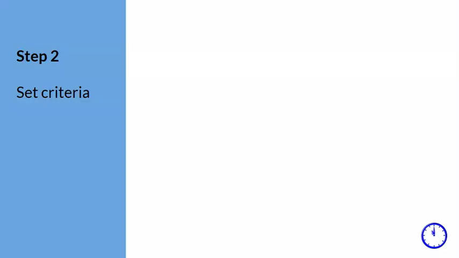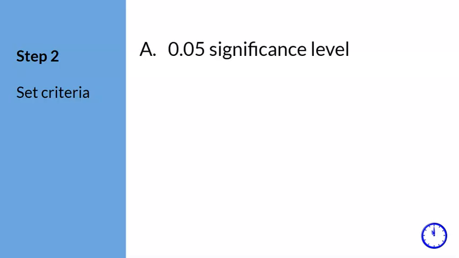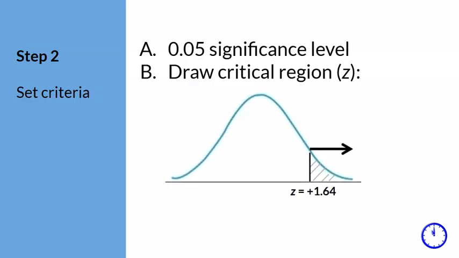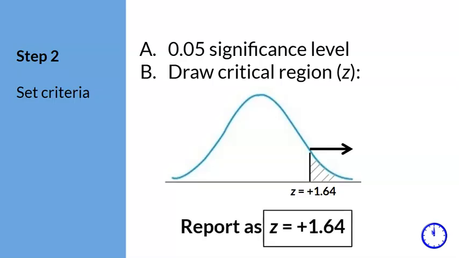Step 2. As a researcher, we get to decide the significance level, and the preferred one is 0.05. Since we are predicting an increase in cognitive functioning, we need to draw a critical region Z for one tail, for above the mean. The corresponding Z-score for a 0.05 significance level one-tailed is Z equals plus 1.64. The box indicates the final answer that I will be looking for on problem sets and exams.